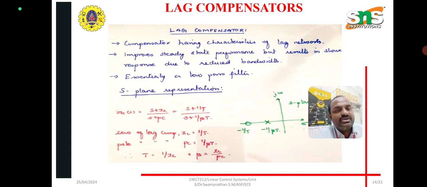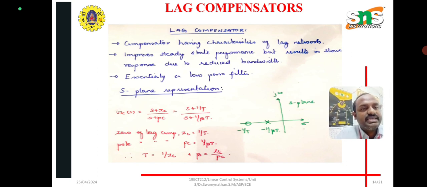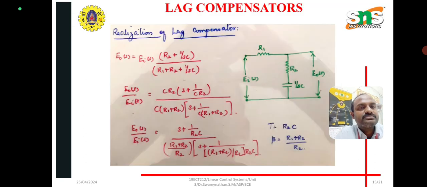Again the same thing for the S-plane representation. Using the S-plane representation, look at this: on the x-axis you are mentioning the zeros and poles, and the y-axis is j omega, that is the frequency domain. For the lag compensator, the zero is 1 by T and the pole is 1 by beta T. So beta is nothing but ZC divided by PC. And the realization is the same thing: R1 and R2 are both in series compensation, and 1 by SC, the capacitor, is connected in series. Lag means series, and lead means parallel, just to remind you.